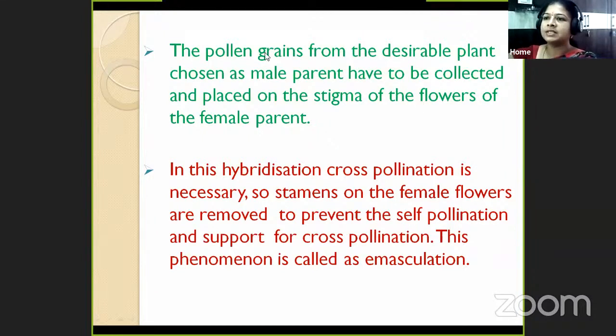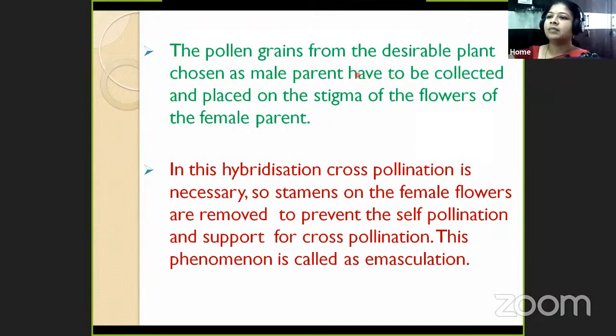The pollen grains from the desirable plant are chosen as the male parent. Male parent means stamens which are collected from a plant. That plant is treated as the male parent. Male parent means the staminate parent. It has the ability to produce stamens. That parent is called the male parent.